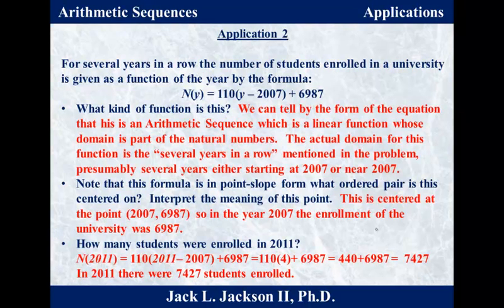So anyway, just plug in 2011. 2011 minus 2007 is 4. 4 times 110 is 440. 440 plus 6,987 is 7,427. Okay, so in 2011 there were 7,427 students enrolled. Really, if you're going to ask a question in terms of a real-world scenario, you really should enter your answer as a sentence.